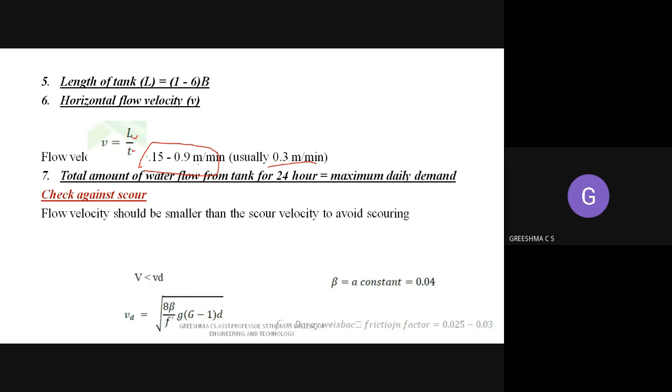Next one is the total amount of water flowing into a tank in 24 hours, that is, the maximum amount of water that flowed in 24 hours. That is taken as the maximum daily demand. In a day, how much water is flowing into the tank? That is taken as maximum daily demand. We have done a problem on this, and I think these terms are familiar to you.